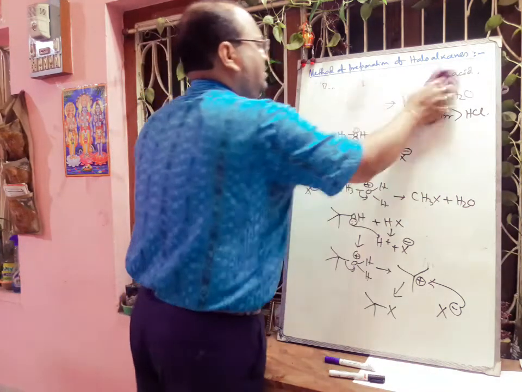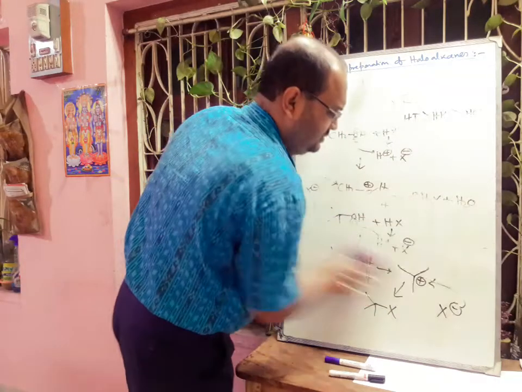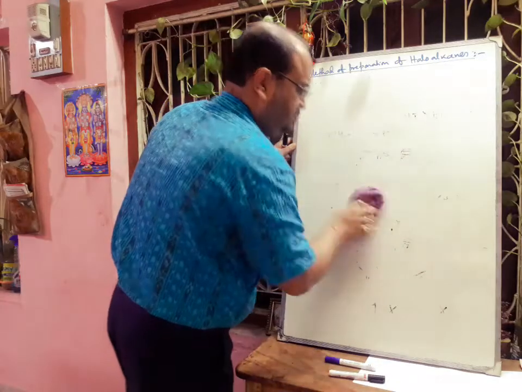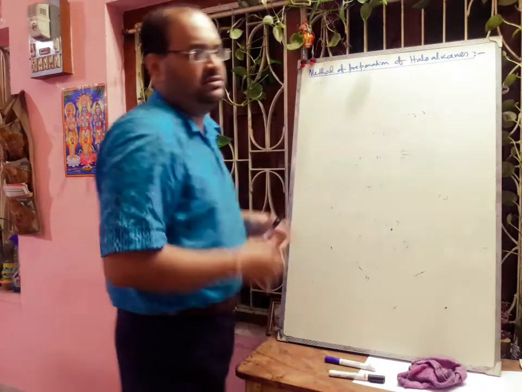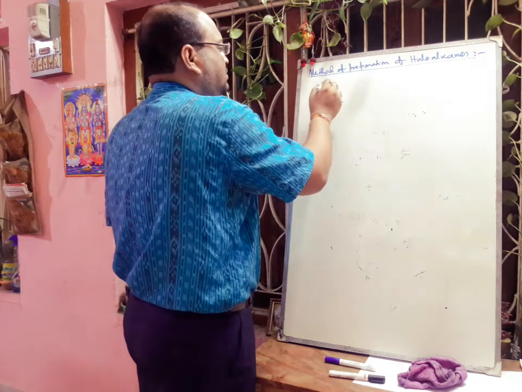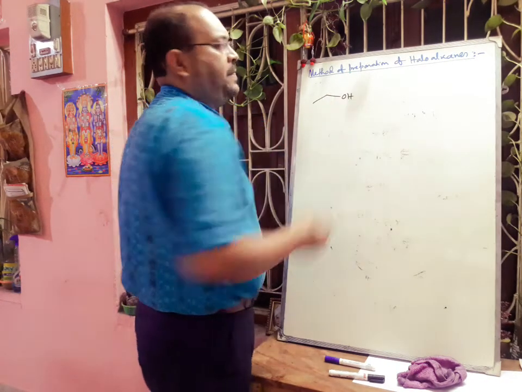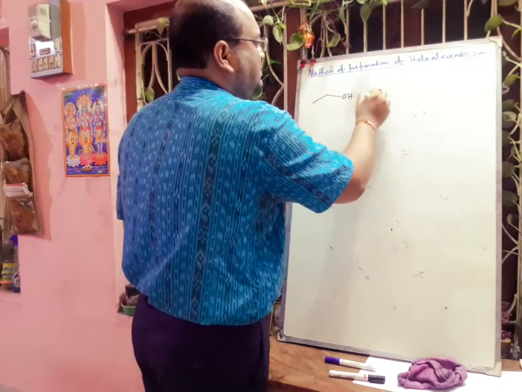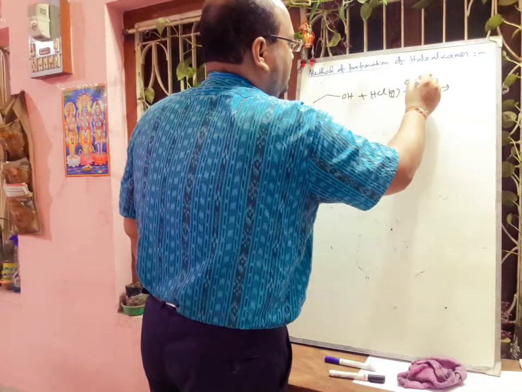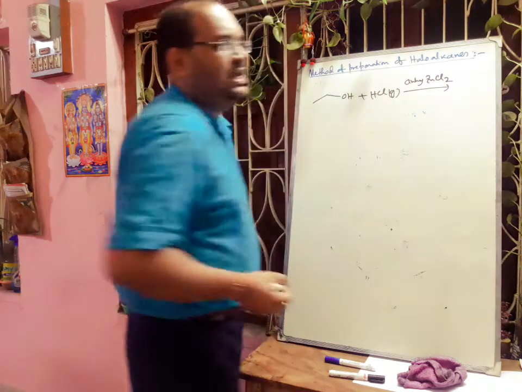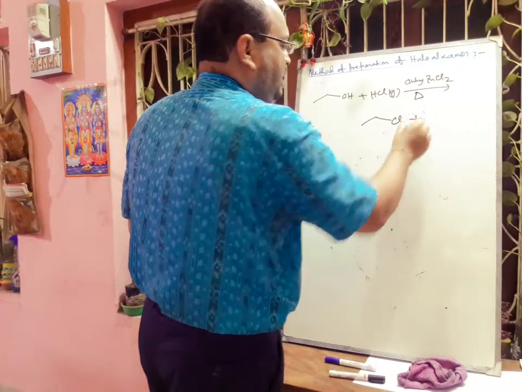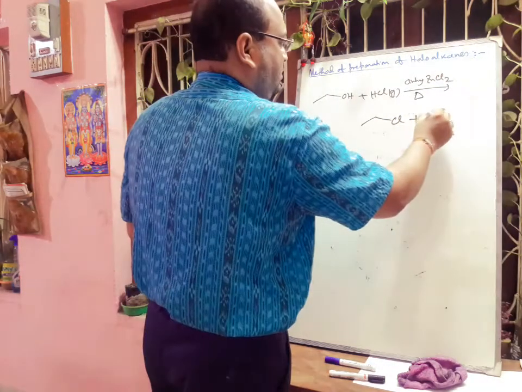Here I can give you one example so that you can easily understand. When we are using hydrochloric acid or HCl gas, suppose we are taking this one and giving HCl gas. Here we have to give anhydrous zinc chloride, that will act as Lewis acid. You have to apply heat, then we will get the corresponding chloride and we will get water.